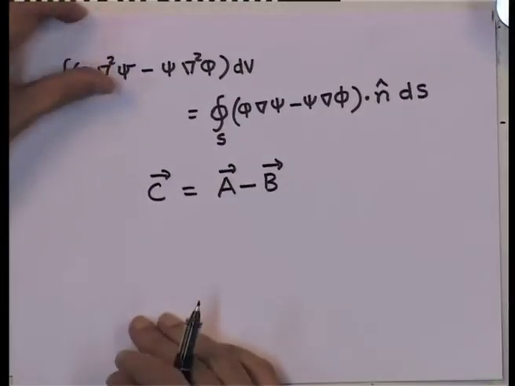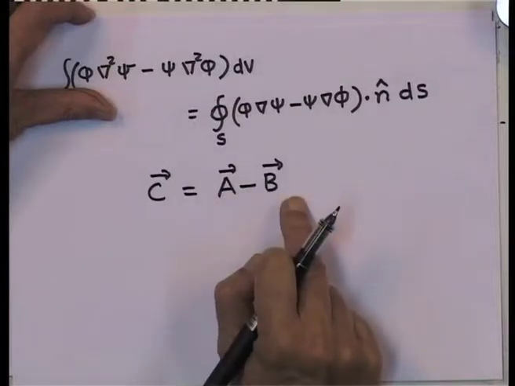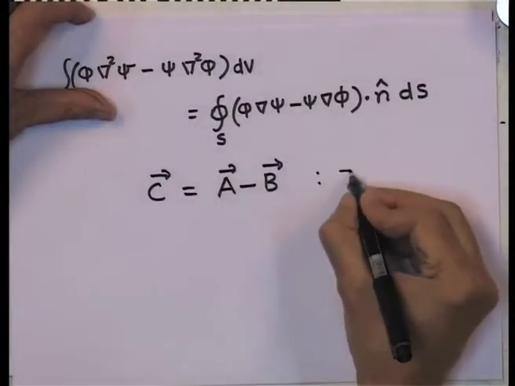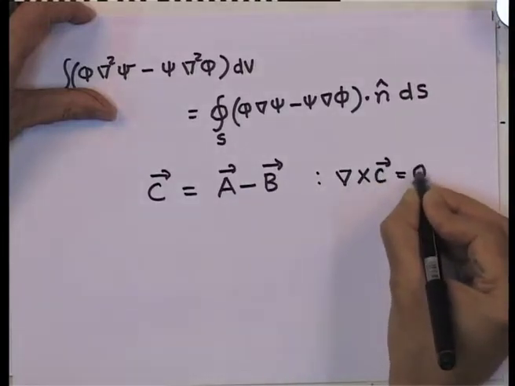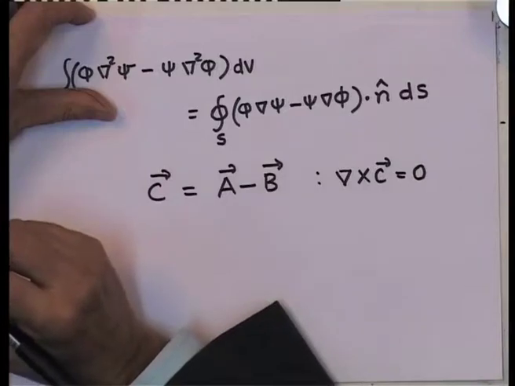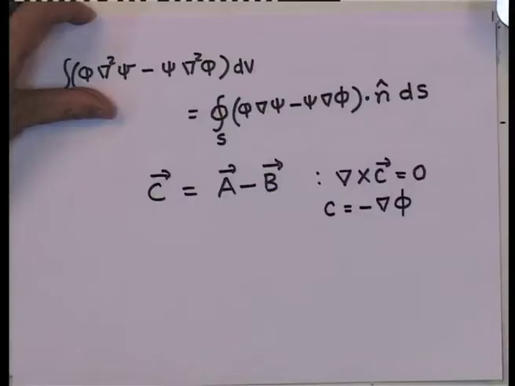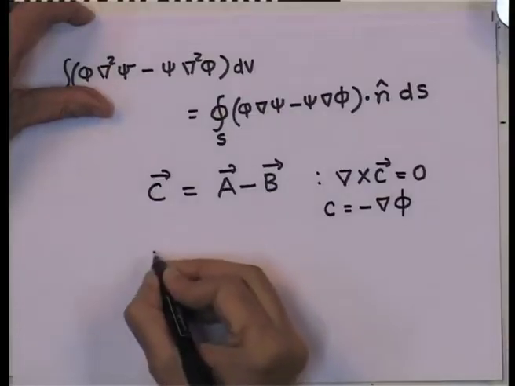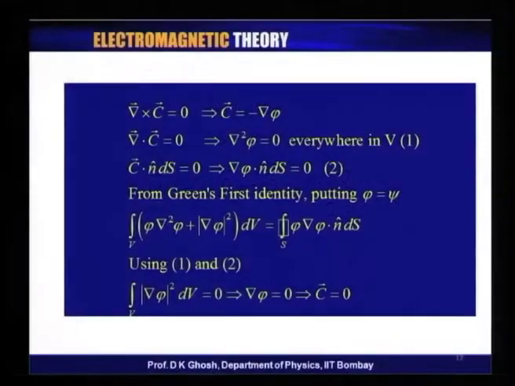Now, if C is equal to A minus B, and if del cross A is equal to del cross B, it tells me that del cross C must be 0. In other words, C must be a conservative field. So, I can write C as a traditional minus sign times the gradient of a scalar function phi. Okay? Secondly, we know that the divergence of A is the same as the divergence of B.